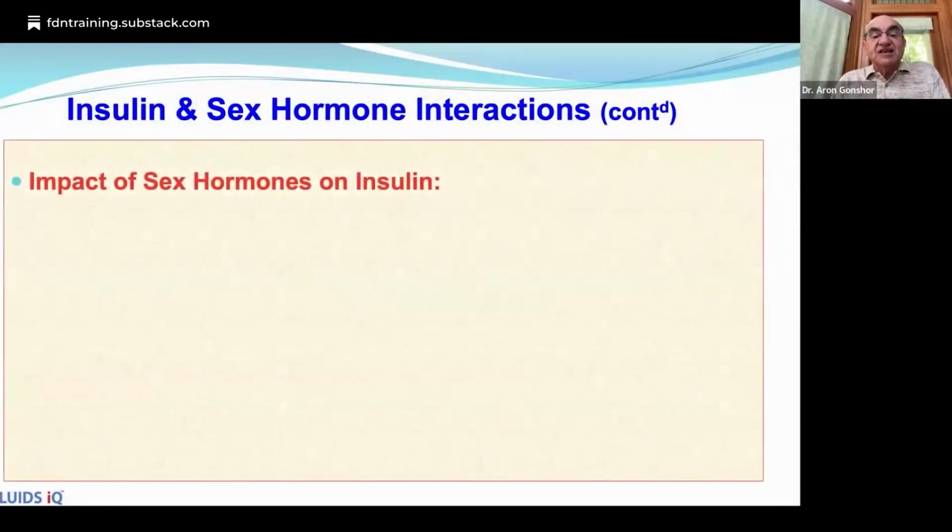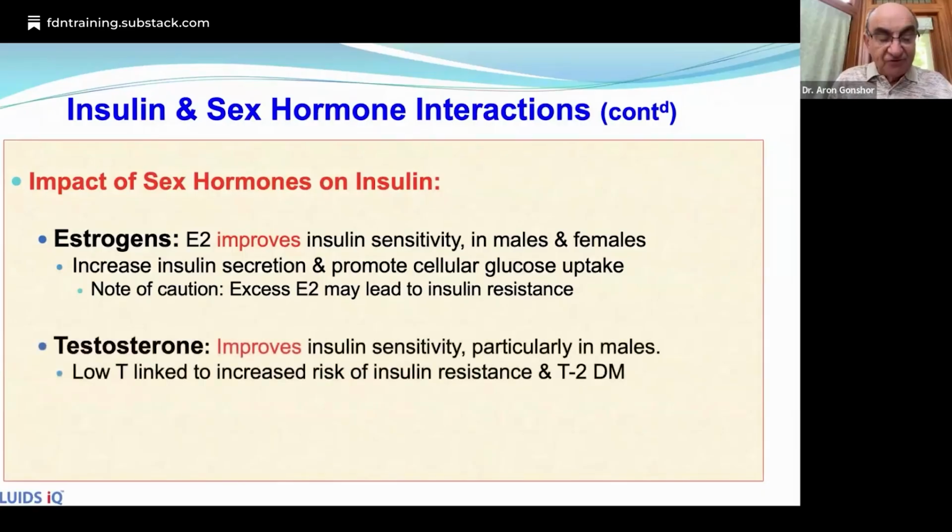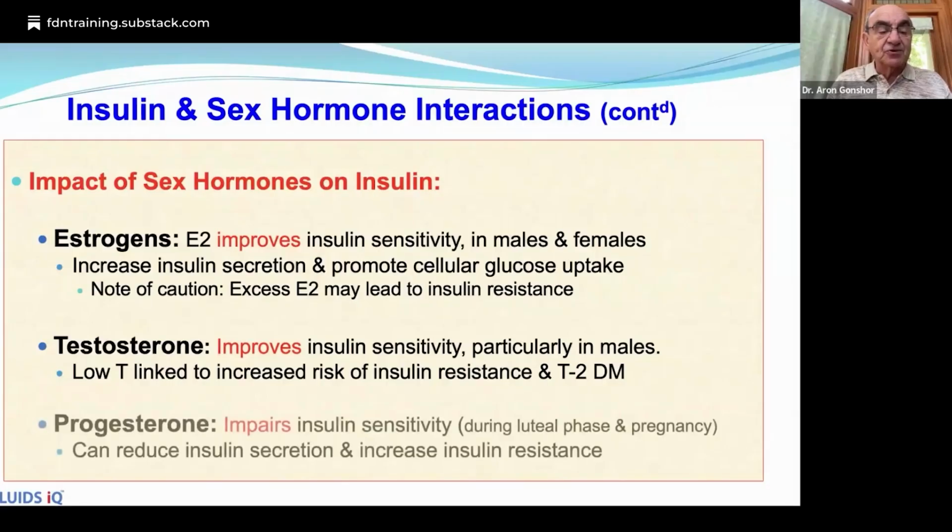And vice versa. How about sex hormones and their effect on insulin? Well, estrogens, E2, for example, improves insulin sensitivity in both males and females. Testosterone improves insulin sensitivity, particularly in males, of course, with higher levels of testosterone. And progesterone, unlike the estrogens and testosterone, impairs or decreases insulin sensitivity.